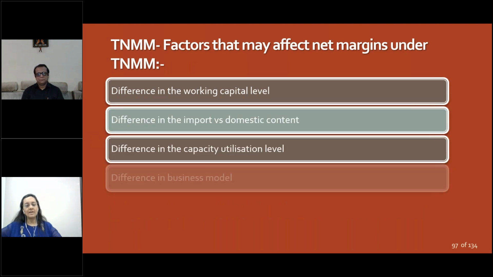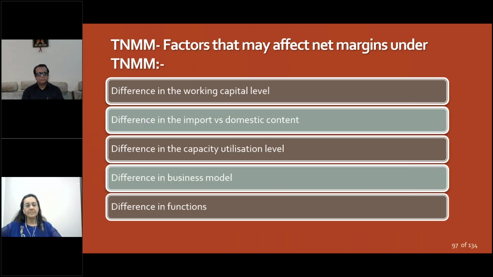Now, the factors which may affect the TNMM. Difference in working capital may affect my TNMM because it's operating cost. Difference in import versus domestic content: if I have more reliance on imports, I may have to pay higher customs duty, etc. Difference in capacity utilization: because of lower capacity utilization, I may have higher unabsorbed overhead cost and therefore a lower profit margin.